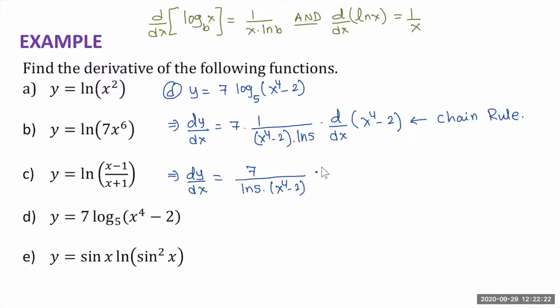Then times, now we need the derivative of this one. Derivative of 2, a constant, is 0. And the derivative of x to the 4, we use the power rule. We bring the power down and then reduce the power by 1. So it will be 3. Then after that, we have the last step, almost done.